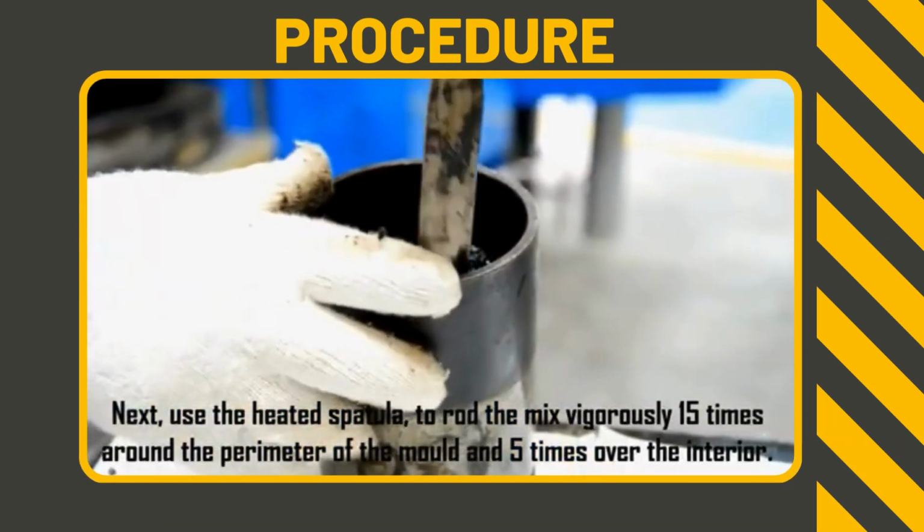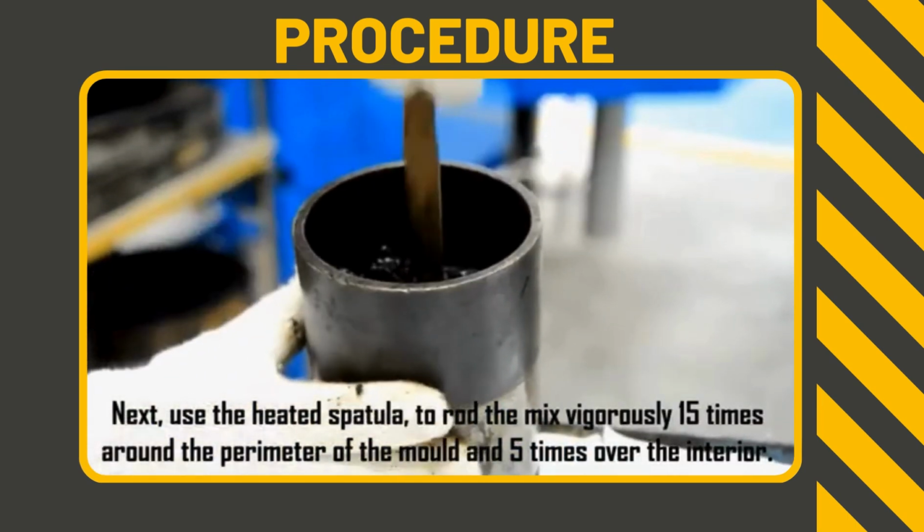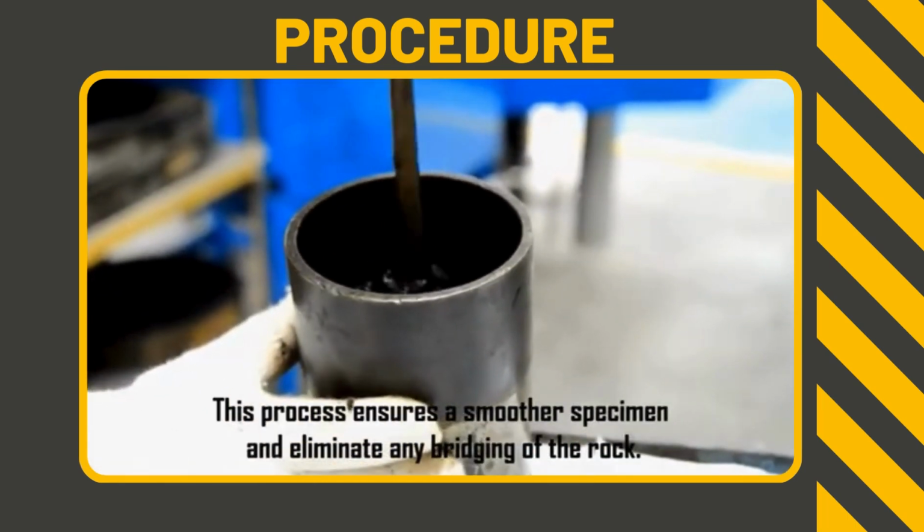Next, use the heated spatula to rod the mix vigorously 15 times around the perimeter of the mold, and 5 times over the interior. This process ensures a smoother specimen and eliminates any bridging of the rock.